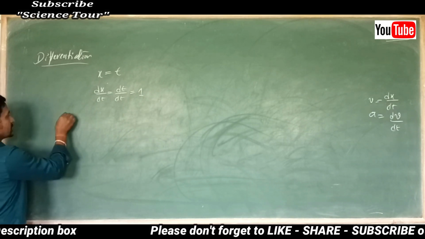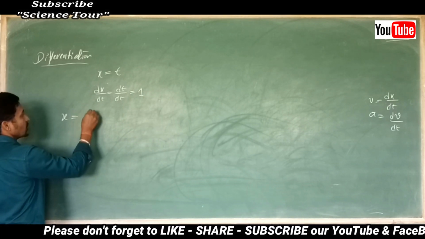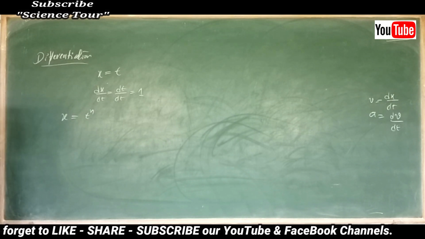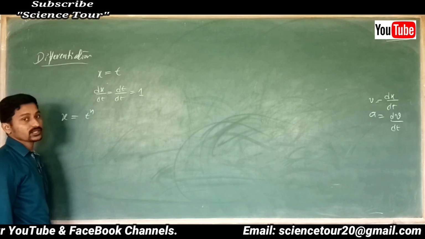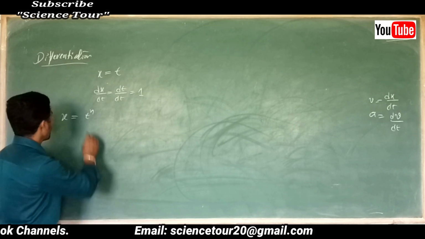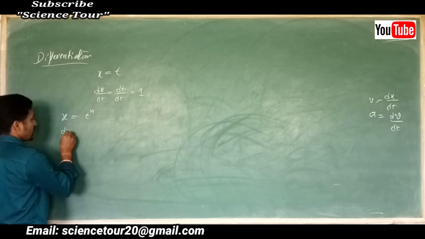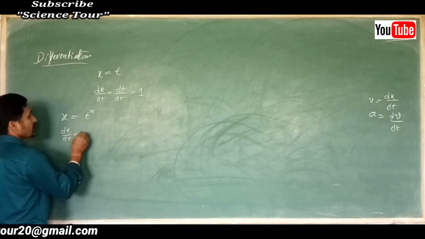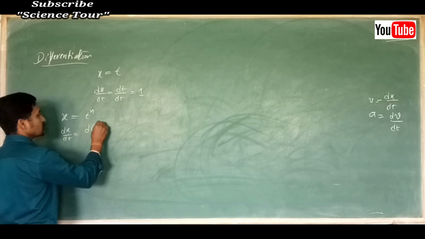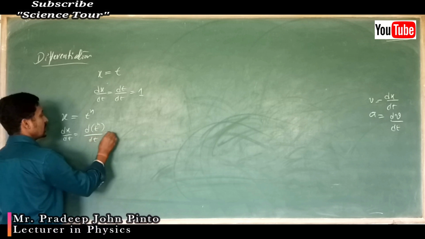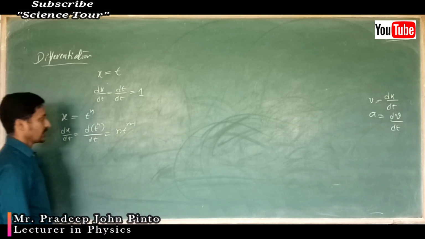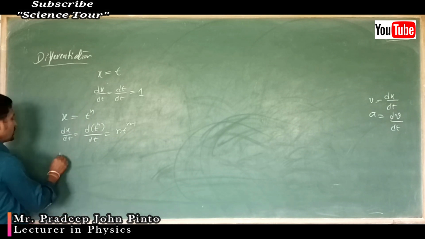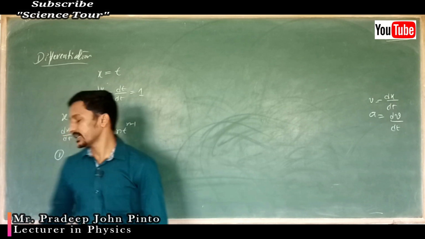Suppose x is equal to t to the power n. Then the instantaneous velocity at t is equal to 1 second, they will ask. What do you have to do? dx by dt, at the place of x, t to the power n is there, and its formula is n into t to the power n minus 1. I will give an example for this.